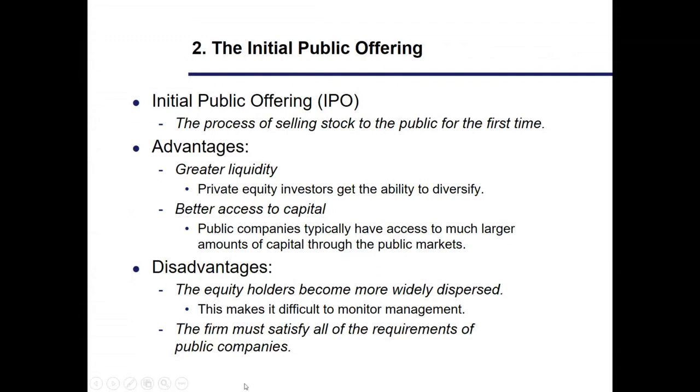process? The IPO is a process of selling stocks which are privately held, okay, to the public for the first time. Why do we want to do an IPO? Because with an IPO, we're going to make stocks available for trade, and you're going to improve the liquidity of the stock. So the private equity investors get the ability to diversify, to buy and sell and trade, and this gives an advantage to the firm.